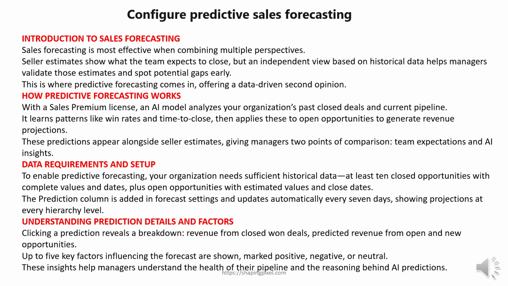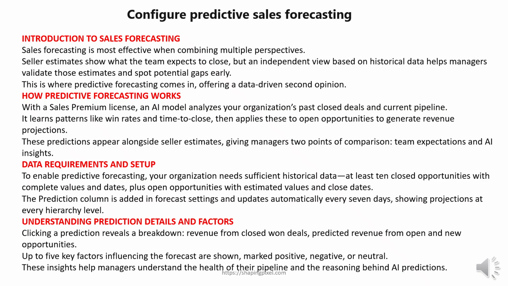How predictive forecasting works. With a sales premium license, an AI model analyzes your organization's past closed deals and current pipeline. It learns patterns like win rates and time to close, then applies these to open opportunities to generate revenue projections. These predictions appear alongside seller estimates, giving managers 2 points of comparison: team expectations and AI insights.